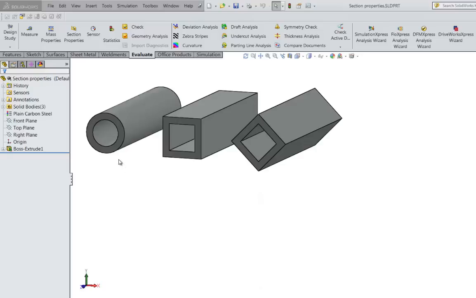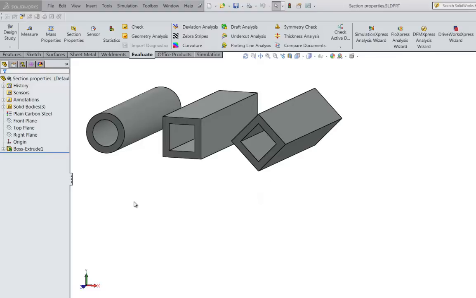The first one here on the left is a 3-inch round tube with a 1/2-inch wall. The one in the center is a 3-inch square tube with a 1/2-inch wall. And the one here on the right is also a 3-inch square tube with a 1/2-inch wall, only it's been rotated up by 45 degrees, and we'd call this a diamond.